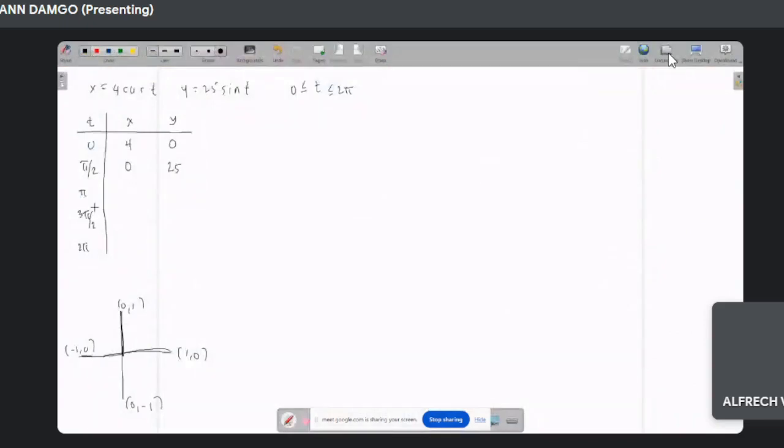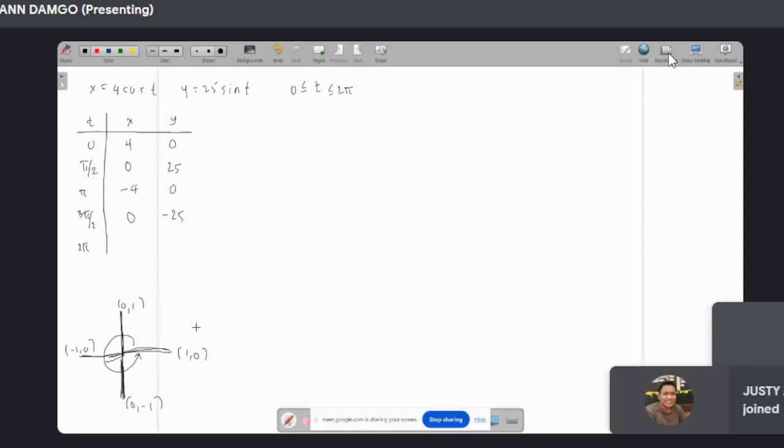When t is pi, it is here. Okay, it's an ellipse. So when t is pi, we have negative 1, 0. So this is negative 4, 0. When t is 3 pi over 2, it is in the third, here. So we have 0, negative 1. So we have 0, and then negative 1 times 25, it's negative 25. 2 pi, we go back here. So it is like one rotation, counterclockwise. So we have 1, 0. So it's 4, 0. Okay.